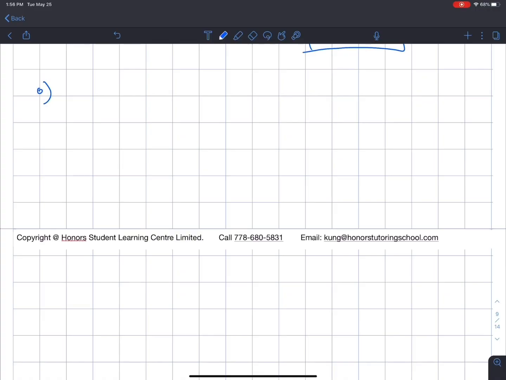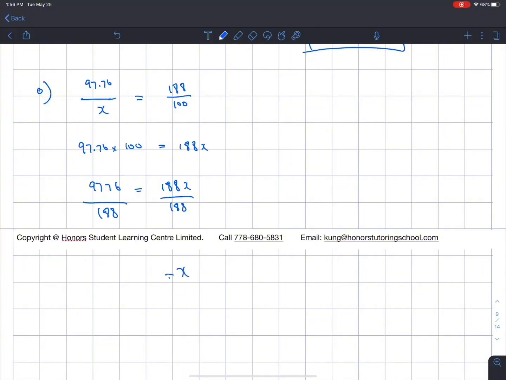Oh, 188% of what number is 97.76? 97.76 is the amount, and of what number, so the base is x, equals 188% over 100. We cross multiply, the denominators over, so we have 9776 equals 188x, and divide both sides by 188. We get x equals 52.